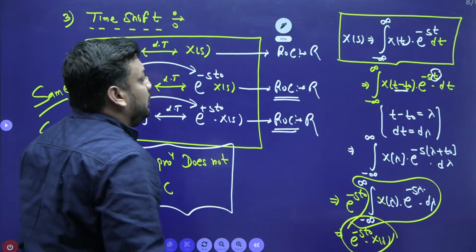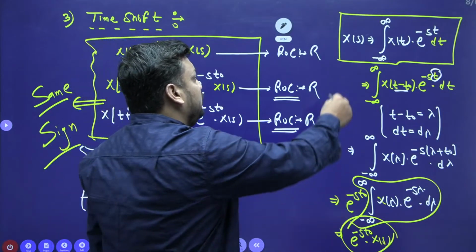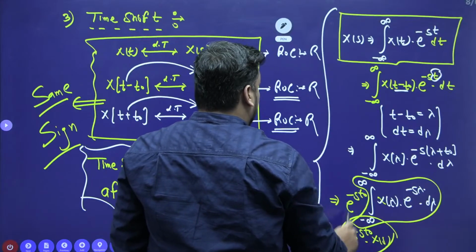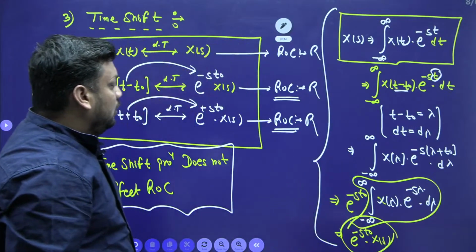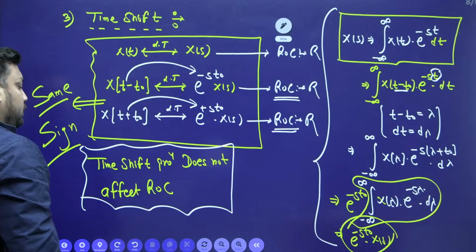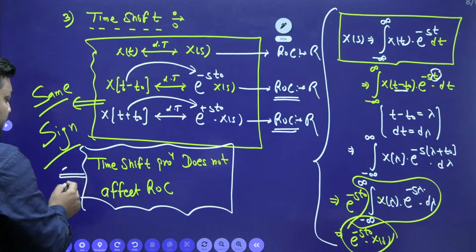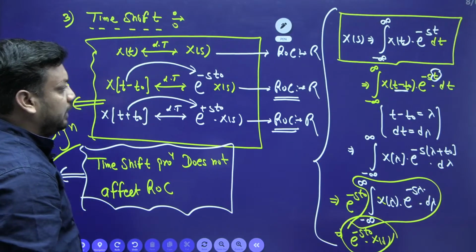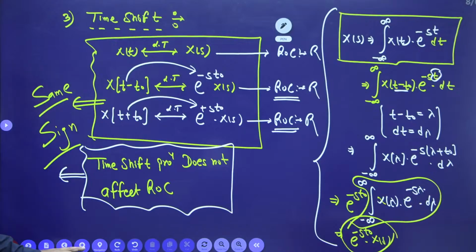The time shifting property is clear. Here we have seen how the time shifting property has come. Because of this time shifting property, we have also noted that time shifting property does not affect the sign. Actually, so let me take the example.